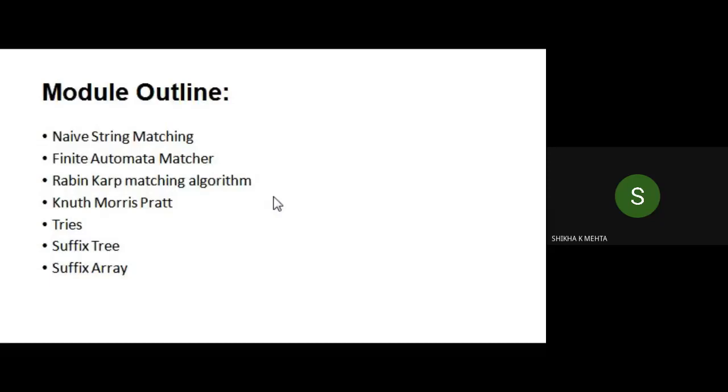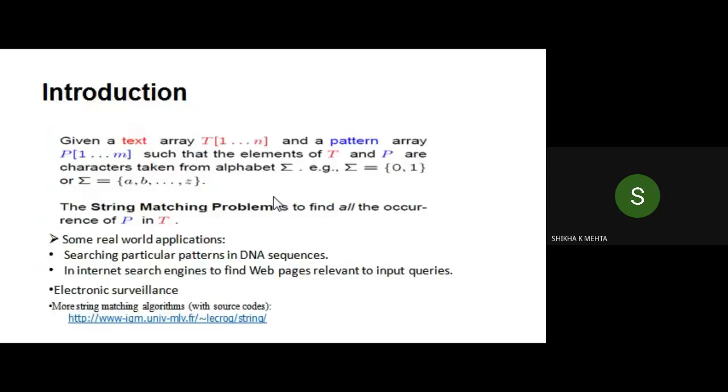The various string matching algorithms that we are going to discuss in this course are naive string matching, finite automata matcher, Rabin-Karp matching algorithm, Knuth-Morris-Pratt, tries, suffix tree, and suffix array. We are going to discuss all these algorithms one by one.